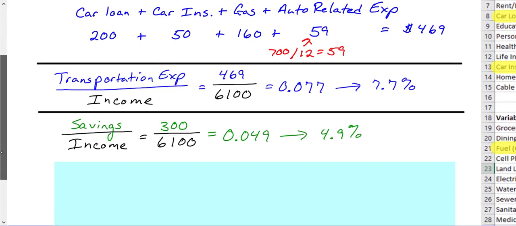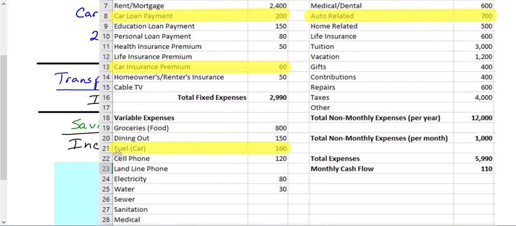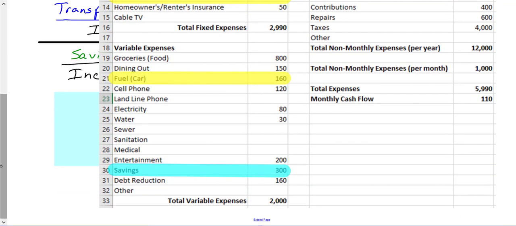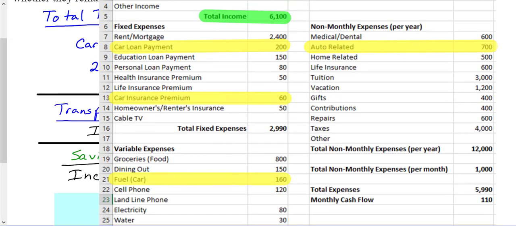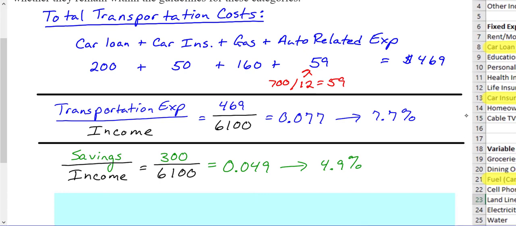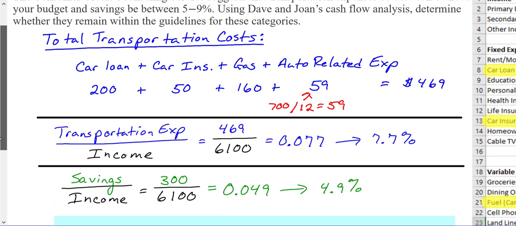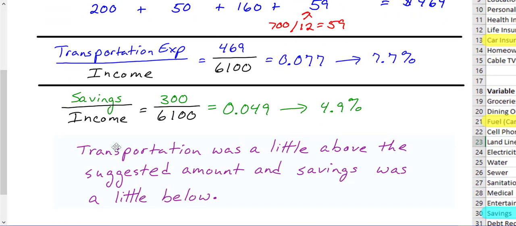For our savings to income, we would go back here to our cash flow chart and see that our savings is 300, divided by our income of 6,100, and we end up with 4.9%. Now, they said our budget savings should be between 5 and 9%. So looking at this, transportation was a little above the suggested amount and savings was a little below.